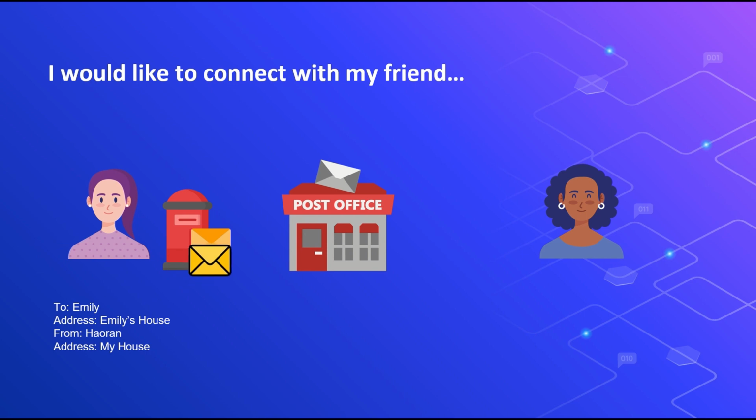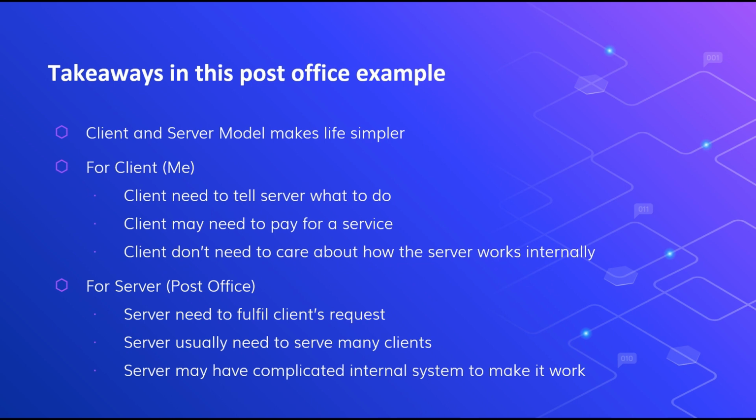Now the post office will take the responsibility to send the letter from my mailbox and deliver it to Emily's city and Emily's house. So in this case, I'm the client of the mailing service. I request this service and the post office is the one that provides me with the service. So the post office is a server to me. This client-server model actually makes my life simpler because I don't need to physically go to Emily's city. The post office will do it for me.